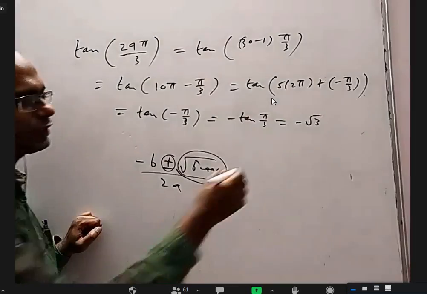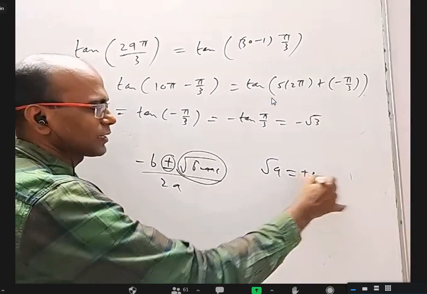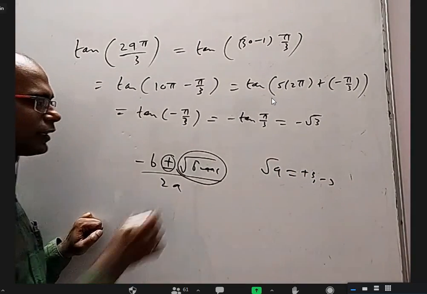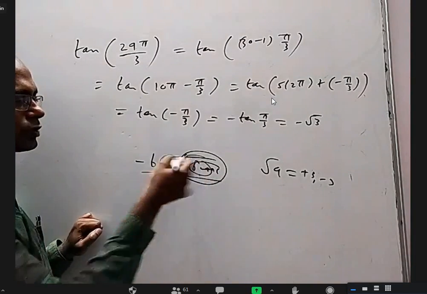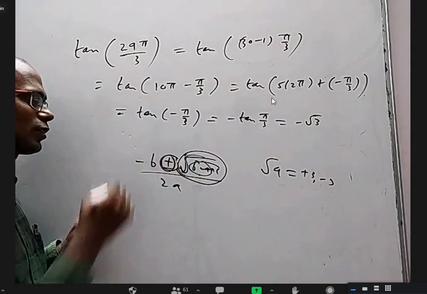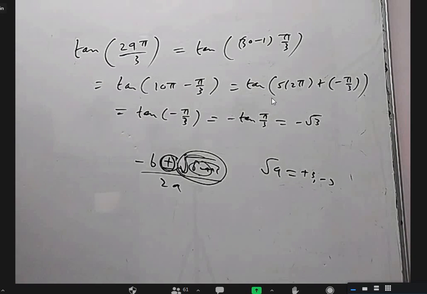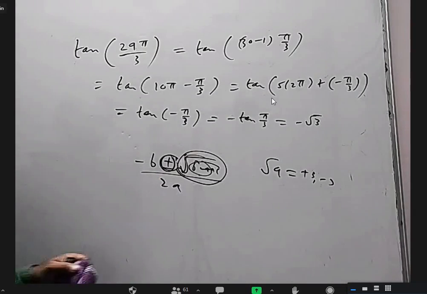Somebody is saying, why not take root 9 as both plus 3 and minus 3? It's okay, nothing wrong. But then why are you writing this plus or minus in the quadratic equation? Because if root 9 is anyway plus 3 and minus 3, then why are you writing it outside? You understand what I'm saying? Sir, can you explain the question again?